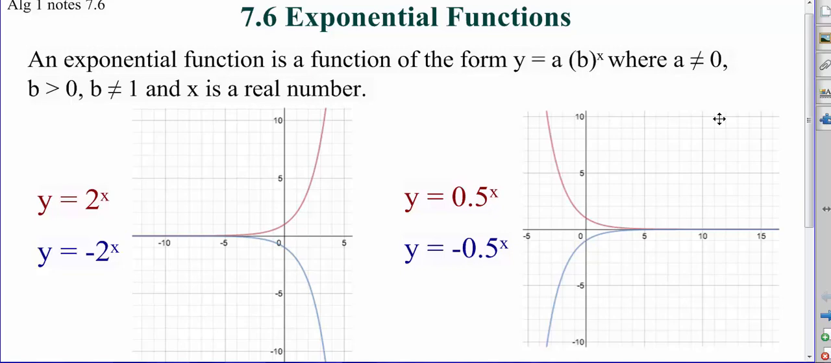I've given you 4 graphs here. On the left, you have y equals 2 to the x, and then the reflection of that graph, y equals negative 2 to the x. So we're just reflecting across the x-axis.